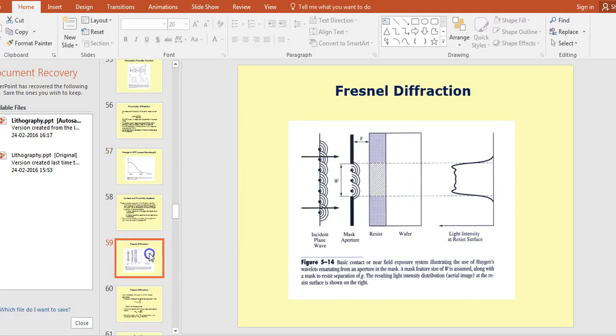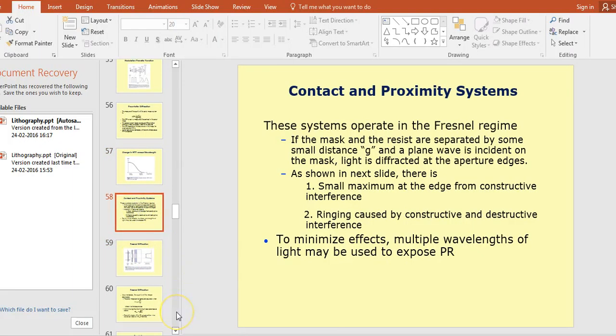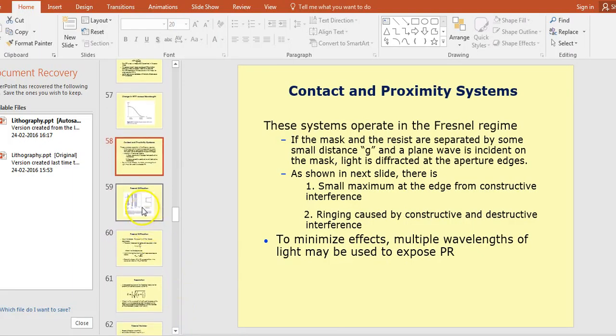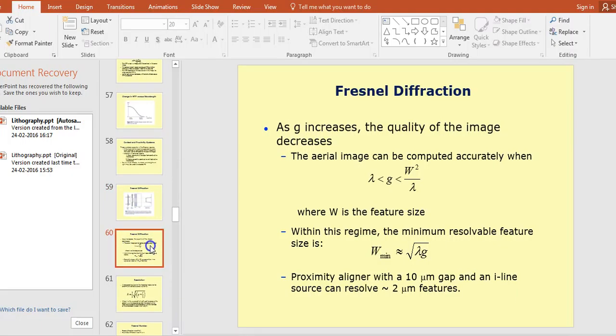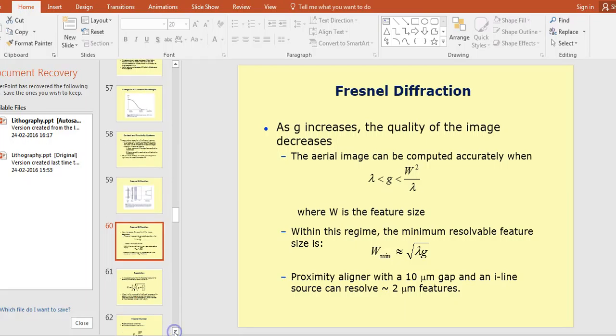And one more solution to achieve the better resolution is the phase shift mask. That we will discuss in the next lecture.